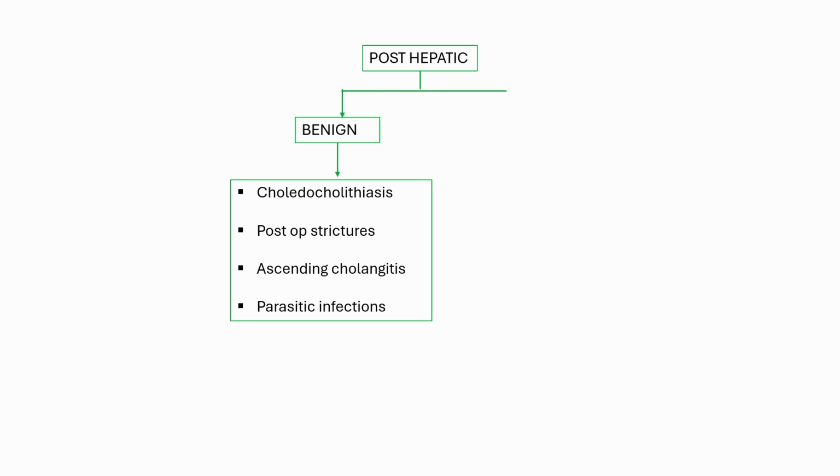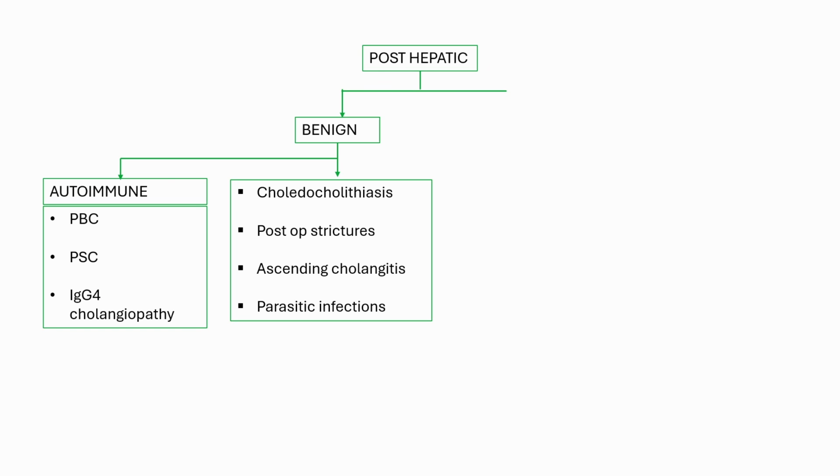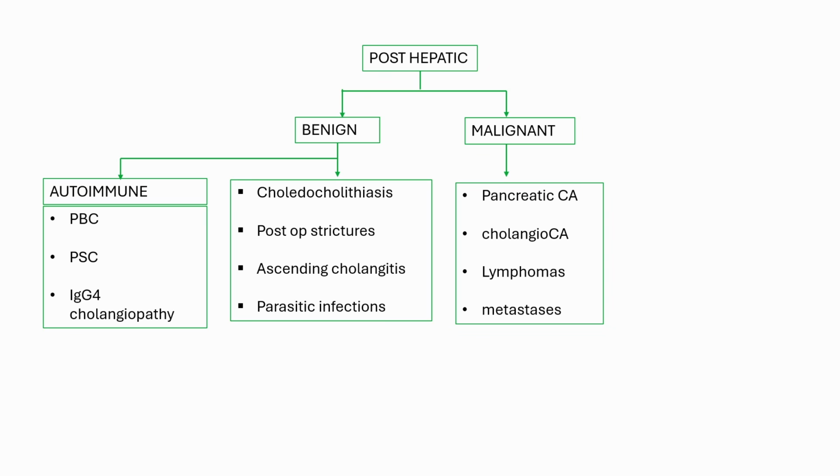Other benign etiology can be autoimmune. Some of the autoimmune causes will include primary biliary cirrhosis, primary sclerosing cholangitis, and IgG4 cholangiopathy. Malignant etiology will include pancreatic CA, cholangiocarcinoma, lymphoma, or metastasis. So these can cause obstruction in the pathway of the biliary transit of bilirubin, and it can cause hyperbilirubinemia.